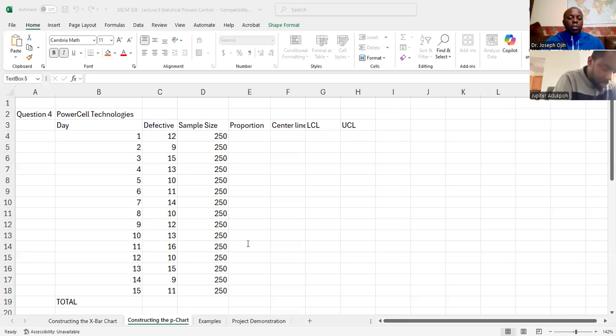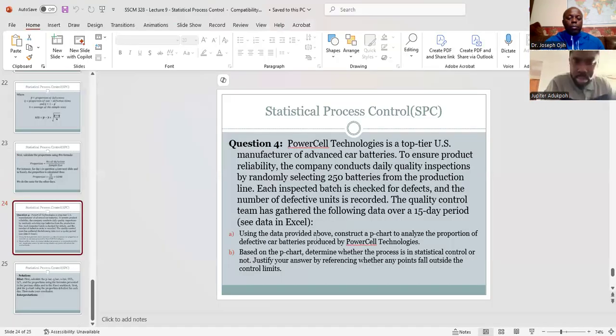It says, using the data provided, construct a P-chart to analyze the proportion of defective car batteries produced by PowerCell Technologies. And part B says, based on the P-chart, determine whether the process is in statistical control or not. Then justify your answer by referencing whether any points fall outside the control limits.